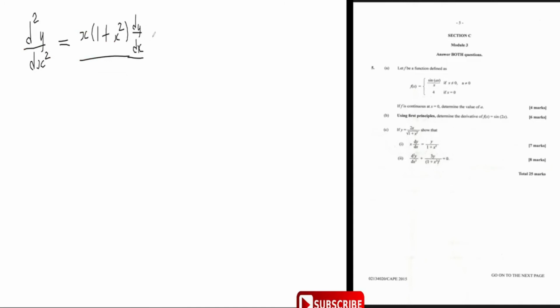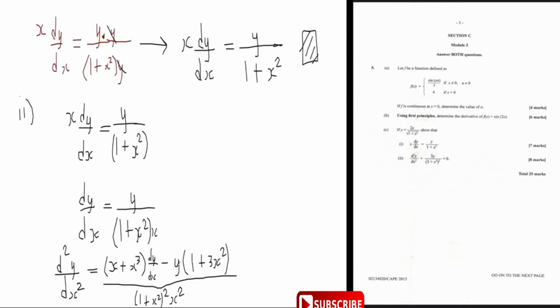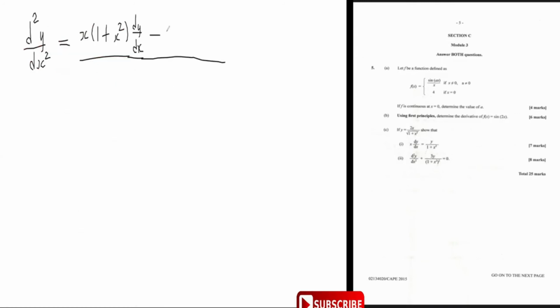So x times (1 plus x squared) minus, I'm going to expand in with the y now. Expanding the y, it's going to be minus y minus 3x squared y, over (1 plus x squared) all squared times x squared.